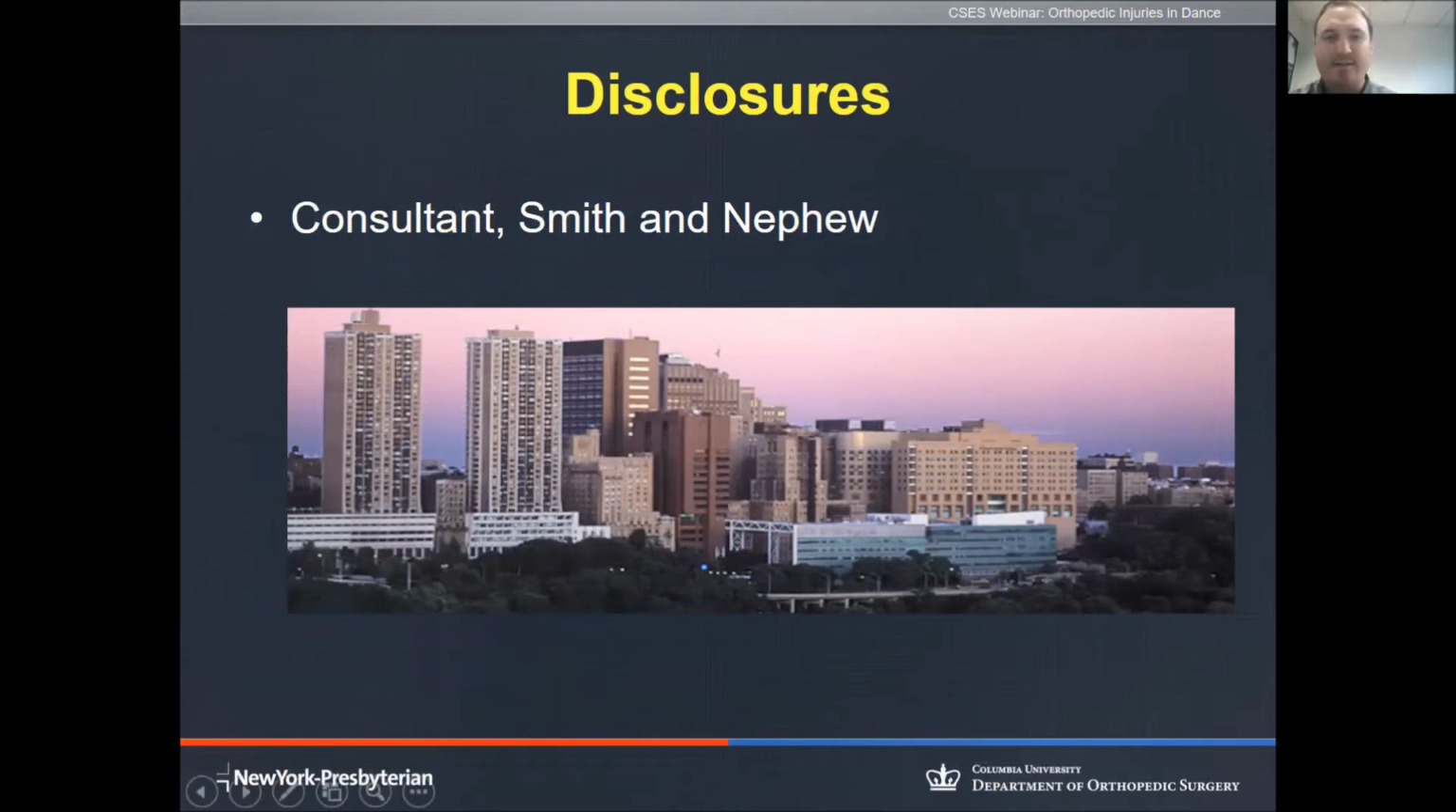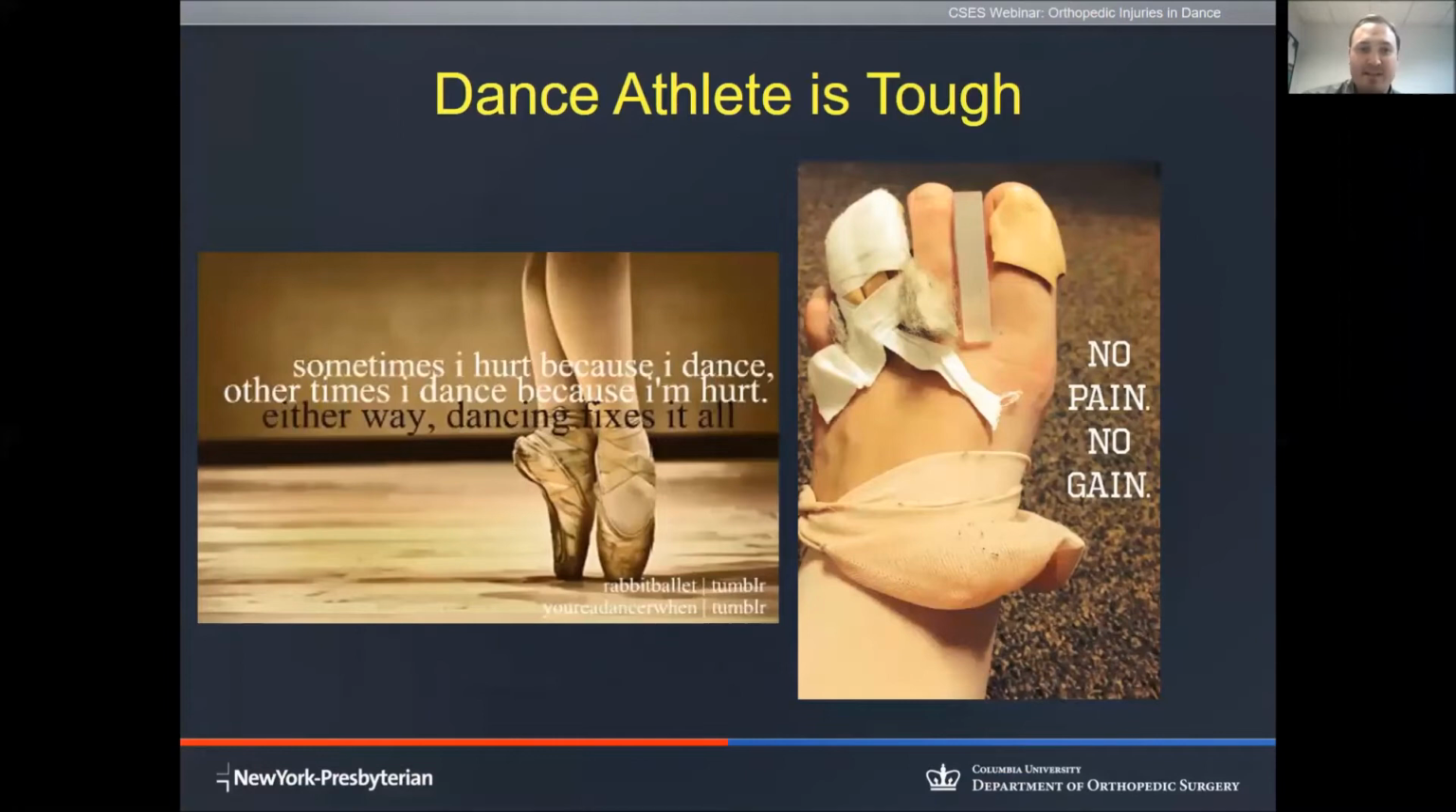So the one thing that I've come to learn as I've taken care of a lot of dancers over the last several years is that the dance athlete is tough. By the time that they get to see me, it's been several months since they've been working with their physical therapist or their trainer with their dance company. And by the time that they actually talk to their respective trainer or rehabilitation specialist at their company, they've been dealing with this for several months. And what they're able to do in order to perform, I would rival them to some of the toughest football and ice hockey players that I take care of.